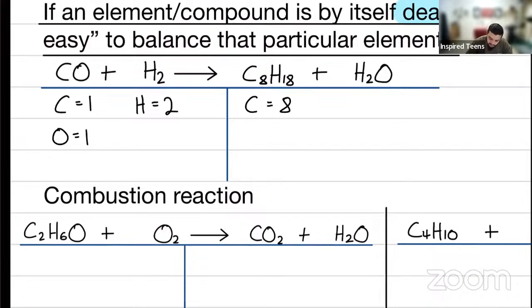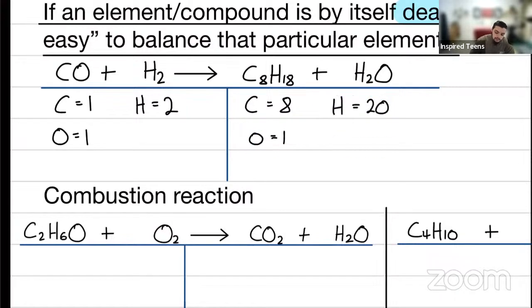Carbon we have 8, hydrogen we have 18, plus 2 because it's from different compounds. Look out for that as well. So hydrogen we actually have 20, and oxygen we have 1.